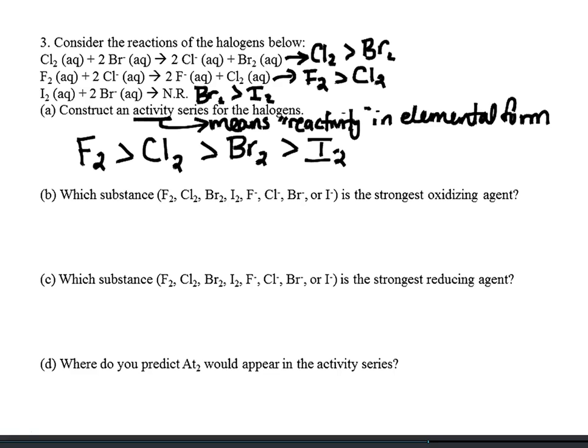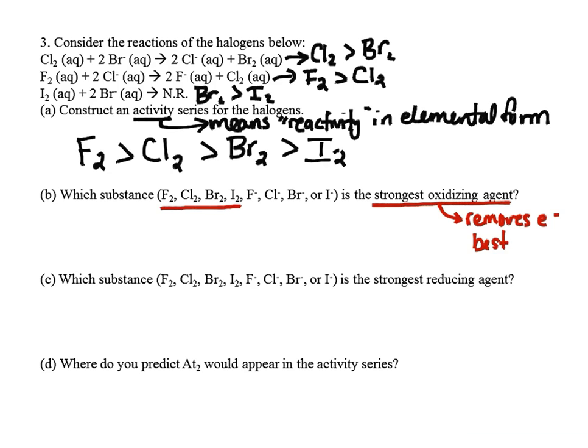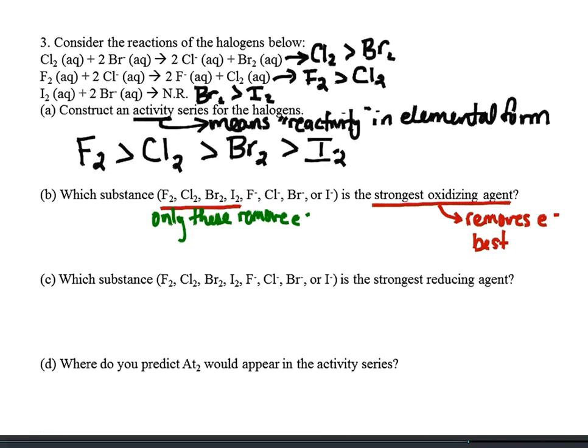Next, we're going to look at oxidizing agents. So in terms of oxidizing agents, these are agents that remove electrons the best. They're the best at taking electrons away, which means it's going to be one of these four on the left. The strongest oxidizing agent would be whichever one of these four is best at removing electrons, which means it has to be the most easily oxidized. So from our activity series here, we can see that F2 is the most likely to be oxidized, which means F2 is the strongest, sorry, the most likely to be reduced, which makes it the strongest oxidizing agent.